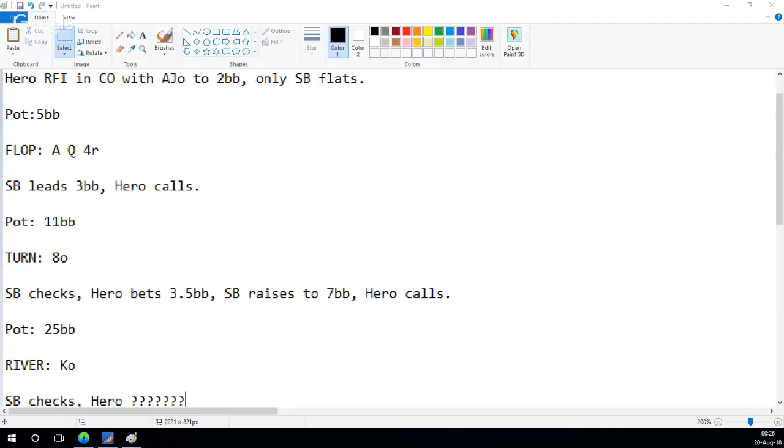Or sometimes he has a marginal hand, like maybe he just bet a weak ace or something. So I just want to bet small because mostly he won't defend enough against it, and sometimes he'll call me with his marginal hands.